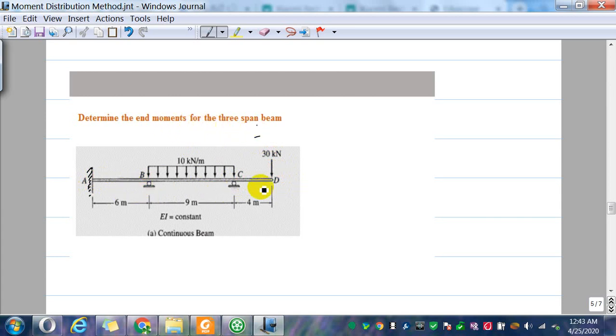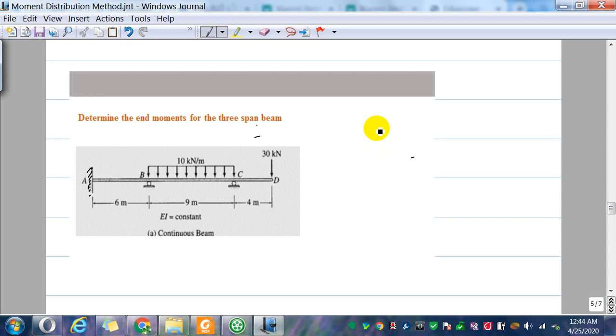So there are 3 spans. One is a cantilever span, then you have 2 internal spans. I think we have approached this problem using the slope deflection method. Now we will try to solve this using the moment distribution method.